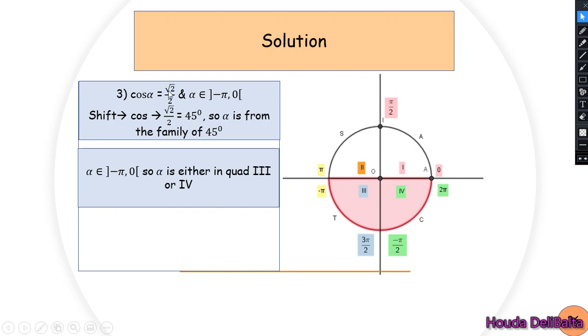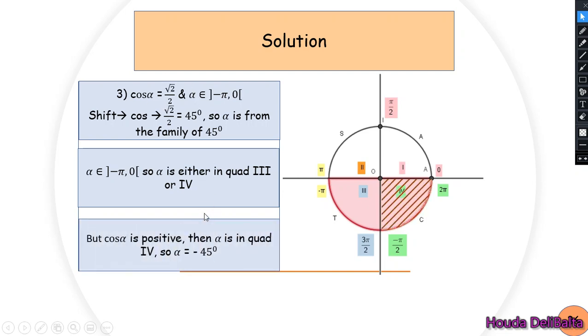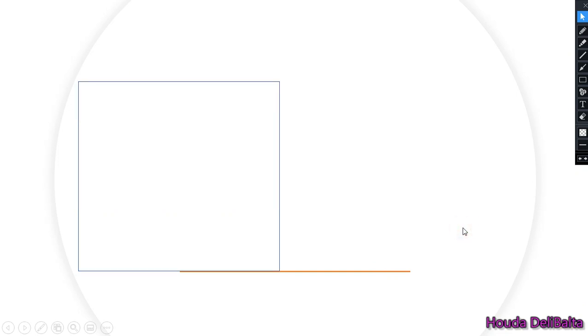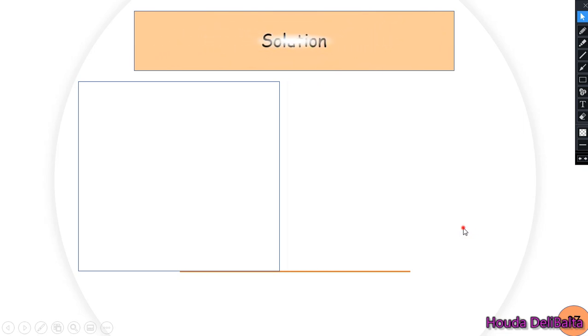To sum up my answer, I go back to the sign. It is positive. Cosine alpha has a positive sign, then I'm definitely in quadrant 4. And by this, alpha is minus 45, because minus 45 is the member of the family of 45 that is in quadrant 4.